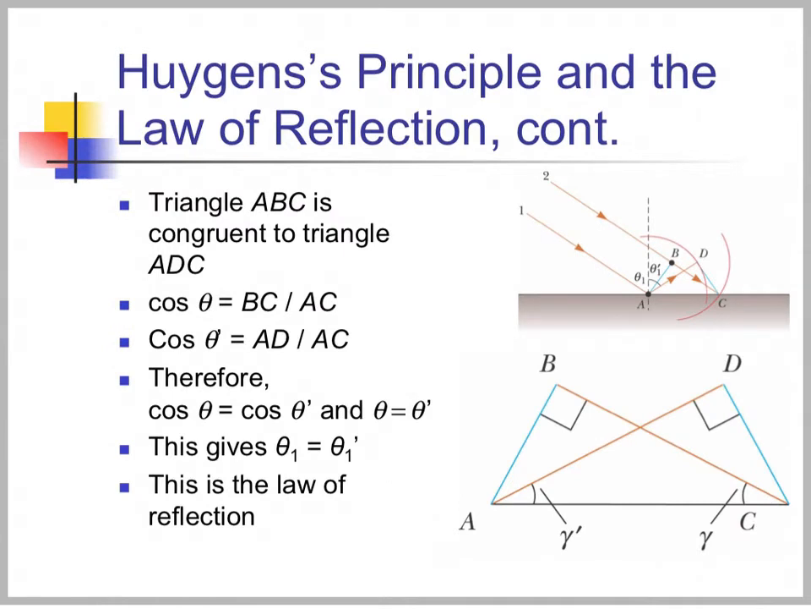So, if we look at these triangles, triangle ABC and triangle ADC are congruent to each other. So I know that cosine theta is BC over AC, and cosine theta prime is AD over AC, and since BC and AD are equal to each other, we know that cosine theta is equal to cosine theta prime, therefore theta equals theta prime. So this gives the law of reflection: theta 1 is equal to theta 1 prime.